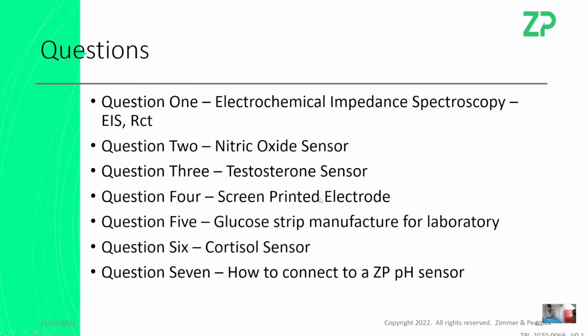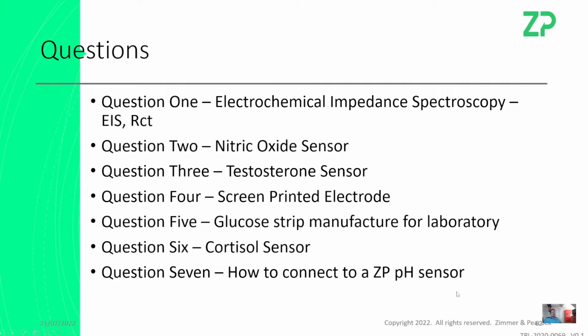Screen printed electrode, with screen printed electrodes, I think people think of these things as off the shelf items. No, they're an intrinsic part of your biosensor, and you have to really engage with people to get this right. Glucose strip manufacturing for laboratories, just buy the hyper value screen printed electrodes. We use them, they're fantastic. The cortisol sensor, we have it. I've shown you the data. We have a package of electronics and technology that will get the data to the cloud, and we need to have a deeper conversation about that.